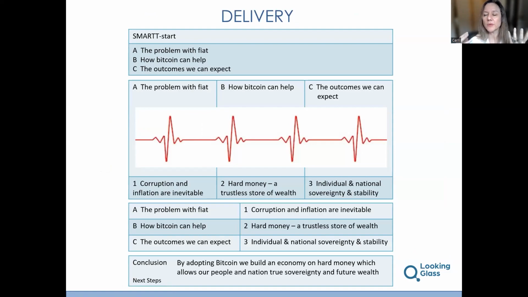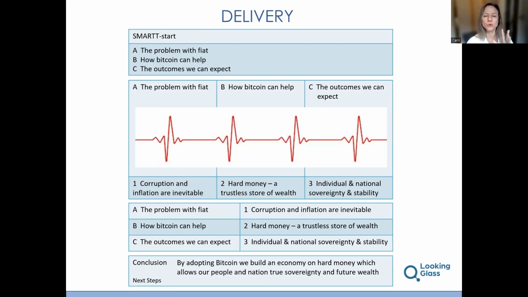We've got heartbeat moments with our visual aids because we've got pictures and bullet points and graphs and all sorts of funky things going on, sharing and stop sharing and blanking and whatever. We might give a bit of emphasis to our key takeaway point. We might pause and vary our voice and go, look, really what we're saying about the problems with fiat is that corruption and inflation are inevitable.